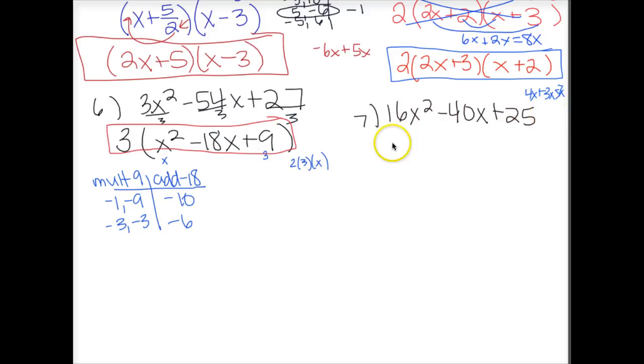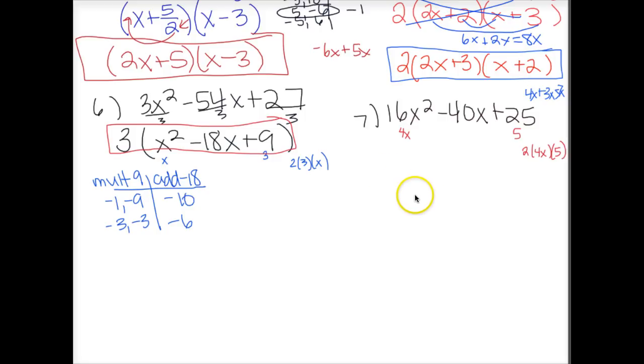Now I check for PST. The reason I'm checking is because when I look at these first and last, they do have perfect square roots. So 4x and 5 would be the square roots, so then I just need to check the middle term. 2 times 4x times 5, that's 8x times 5, which is 40x. That is the middle term. So this means this is a PST.